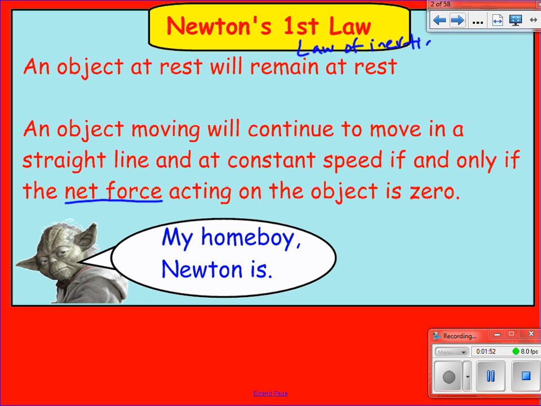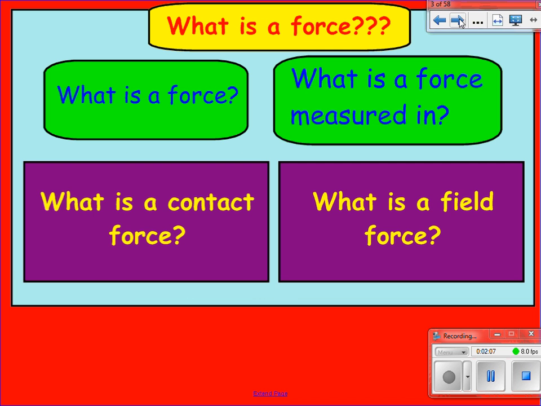The reason why it's also called the law of inertia is because inertia is defined as an object's resistance to motion. So if an object has more inertia, it's harder to change its motion. So that makes sense why it's called the law of inertia. Now, since this unit is on forces, let's take a moment and talk about what a force is and what they can be classified into.